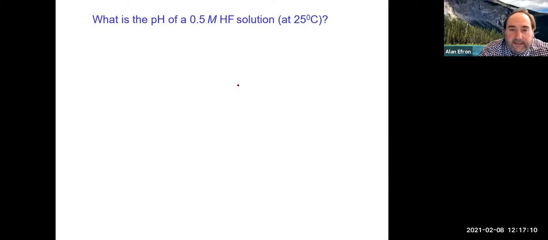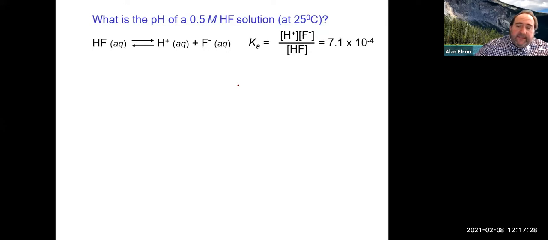So let us take a look at one together, how we approach a weak acid type of problem. We want to calculate the pH of a 0.5 molar HF solution. Because we would be able to look it up and see that it has a Ka value of 7.1 times 10 to the minus 4, we automatically know it's a weak acid. And the way we approach weak acid problems is we just do ICE tables, exactly the same way that we did in the previous chapter.